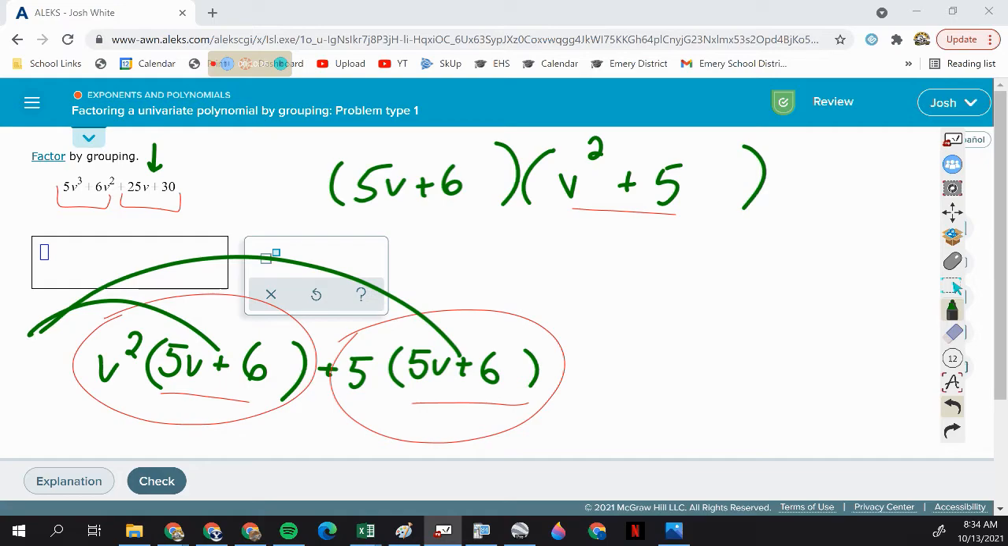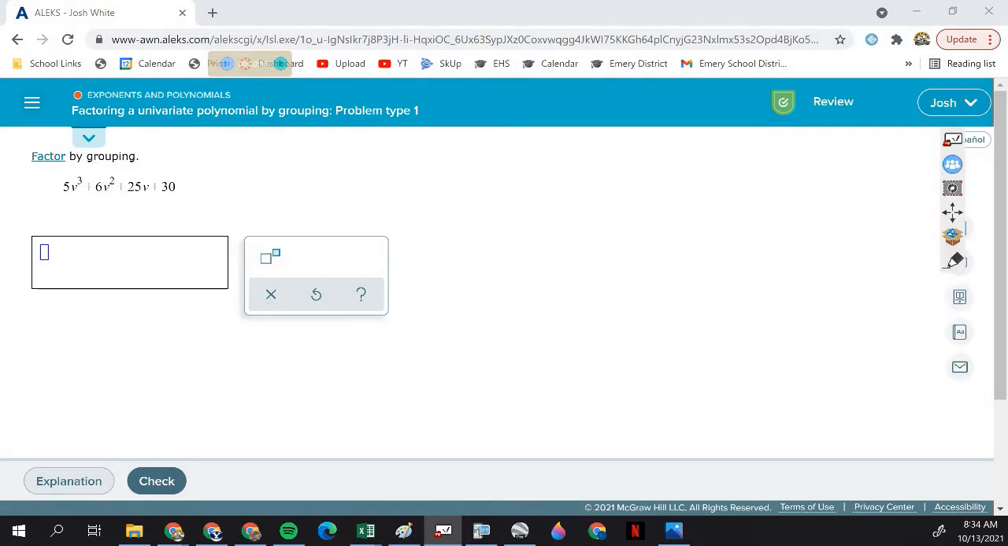And that is factor by grouping. Put the first two together, pull out the greatest common factor. Put the last two together, pull out the greatest common factor. If this and this match, then we can pull it out, and that becomes its own factor, and the leftover becomes its own factor. Okay, so let's look at a different type of the same idea.